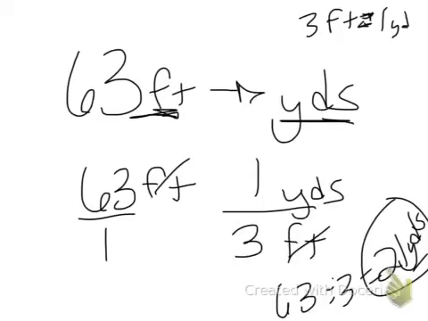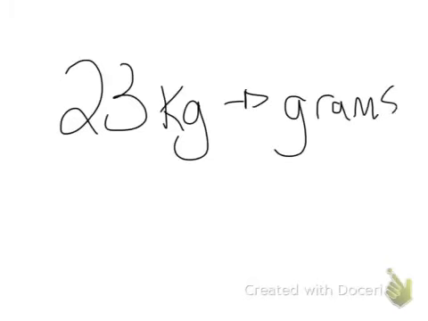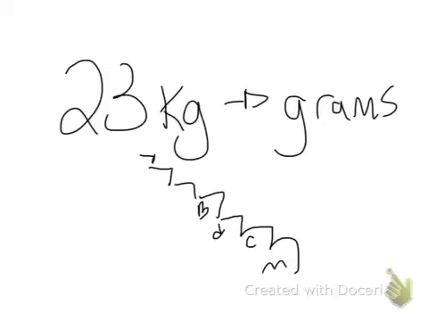The next one is going to be 23 kilograms to grams. Pause and solve. Okay, remember we have our stair steps. We have our base, and down here we have deci, centi, milli, and up here we have deca, hecto, and kilo. This is something that I'll let you write down for the test, but you do need to know how to use it.